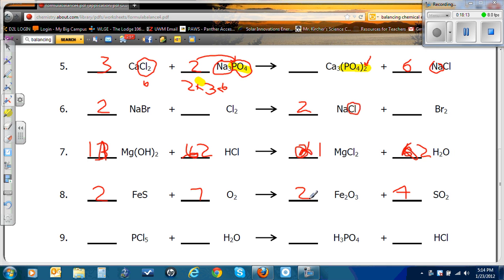Okay, so that's balanced. Go back out and check again. We have 2 iron, here we have 4 iron. So we need to change this to a 4. 4 iron, 4 iron. 4 sulfur, 4 sulfur. And again, by balancing one component, we actually balance the other part. So 4 sulfur, 14 oxygen, and we have 6 oxygen, 6, oops, plus 8 is 14. So we're balanced. Okay, I'm going to move on to problem number 9.